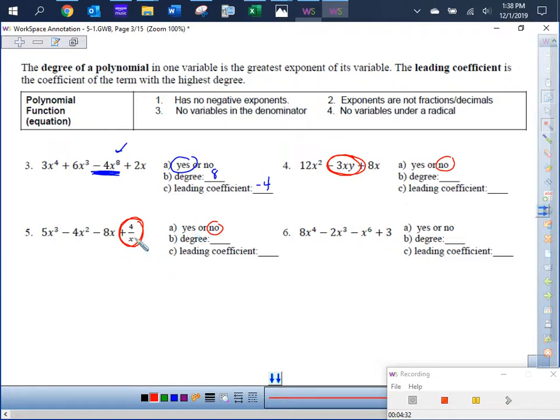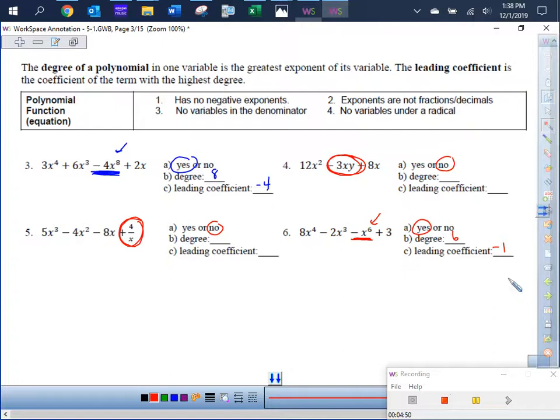On this guy, it is not a polynomial at all if you have any of these 4 rules getting violated. And then the last guy, all one letter, all 4 rules pass right there. So this is the guy with the biggest exponent on him. He's got a degree 6 and a leading coefficient of -1.